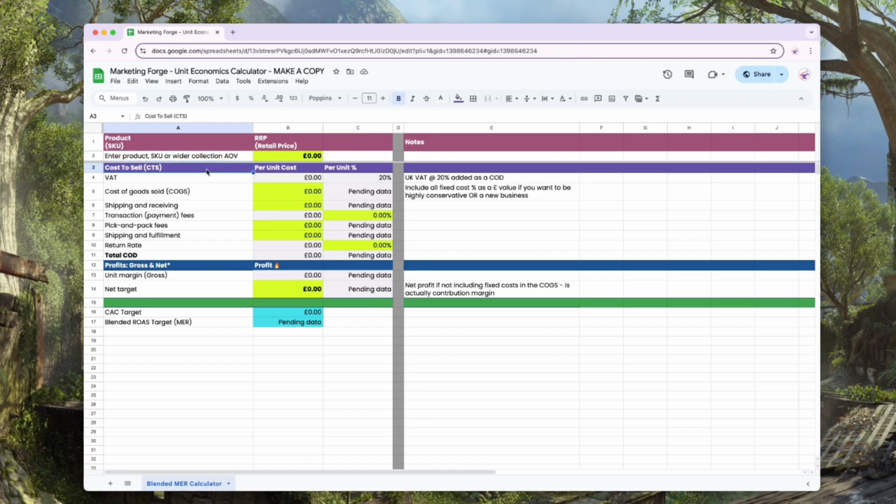You've then got your cost to sell or cost to deliver line items, and these are effectively all the things that need to be accounted for in terms of cost when you then sell your product at your RRP price. So that starts with VAT. In the UK, that is a 20% standard flat VAT, so that will immediately come off your product. You then have cost of goods sold, or COGS, which is essentially all of the costs that it takes to produce the item, the product that you're selling. In most cases, this will be the unit price that you pay for the manufacture of that item or product.